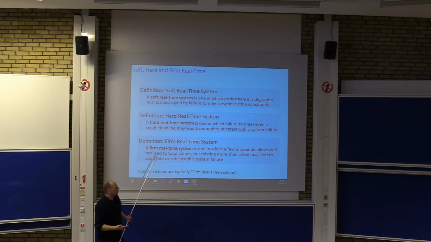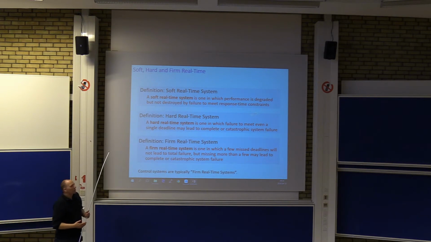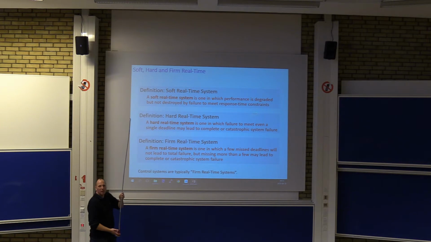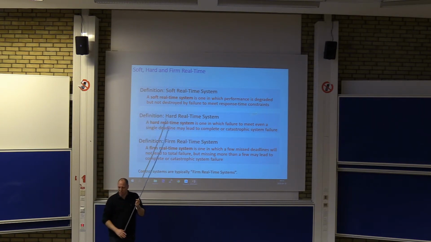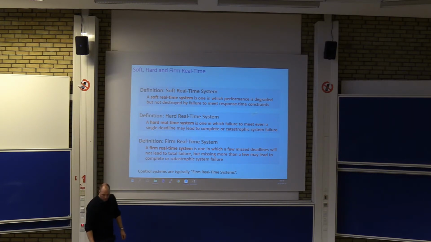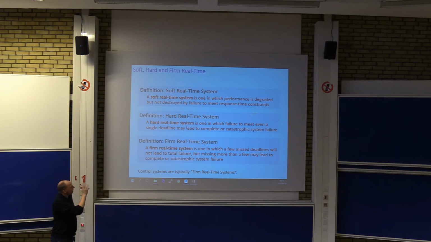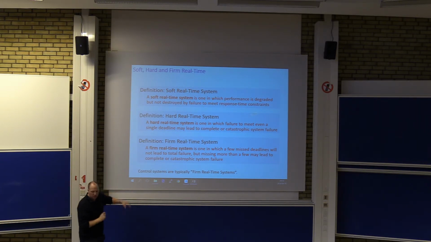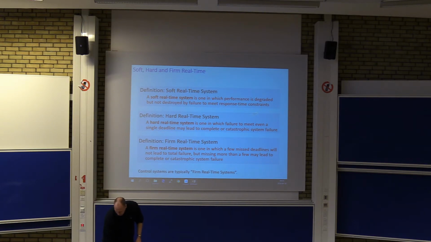So of course, if you have a stable plant, then it's typically... or if it's unstable, for example, like this inverted pendulum, then you typically can allow fewer deadlines to be missed. Okay, so this was just the difference between soft, hard, and firm real-time systems, and that firm real-time systems is what we typically deal with.